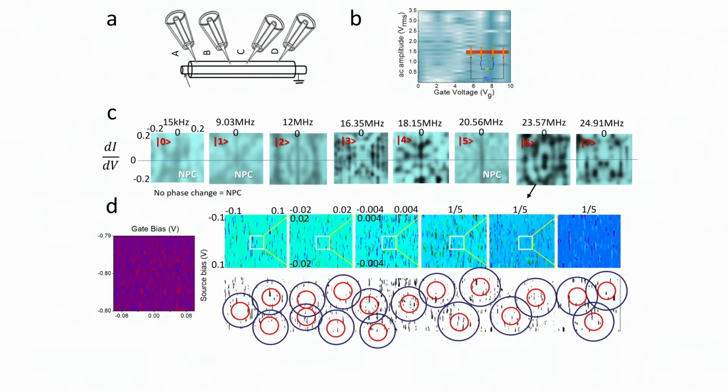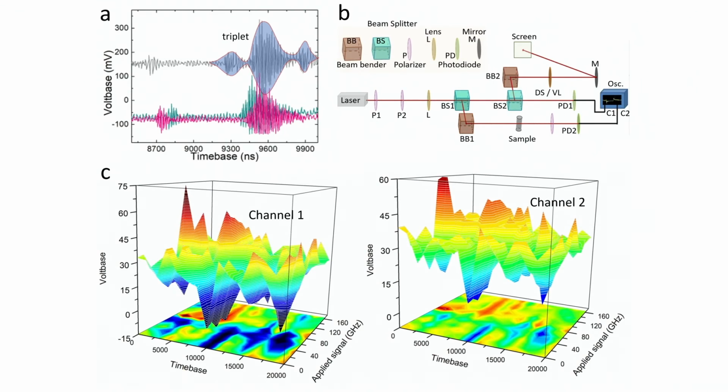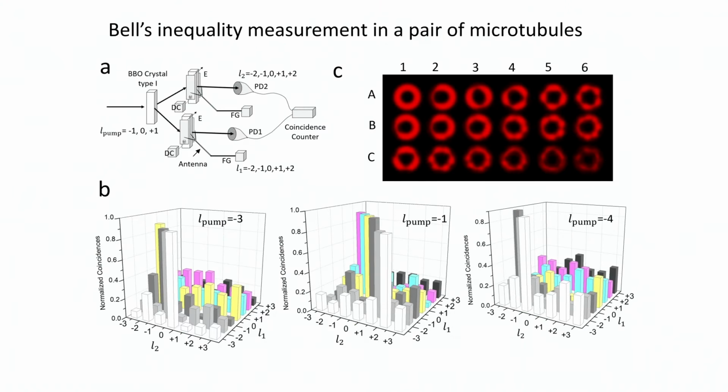So we did an interference measurement, and we found some fractal patterns in the microtubule by changing the frequencies. One interesting result I would like to mention: if you want to check quantum properties, the most important result is Bell's inequality.